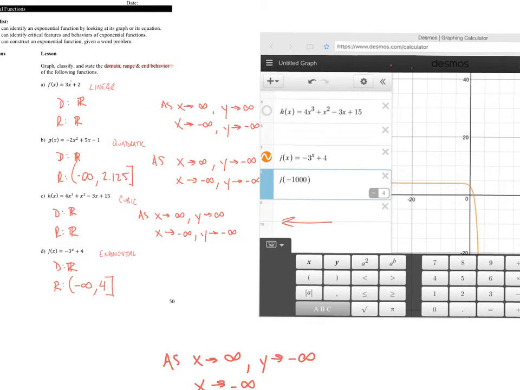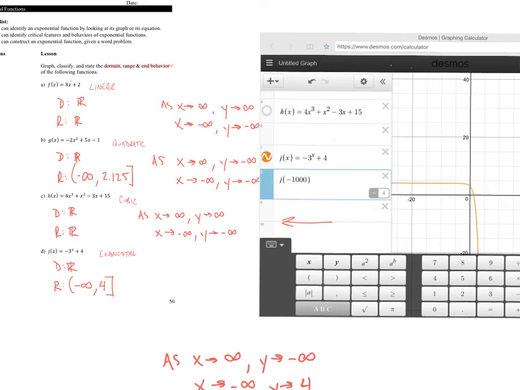y doesn't actually approach infinity. It does move up, but as we said, it approaches 4 forever, right? It's getting closer and closer to 4 forever and ever and ever. It's not actually going to reach infinity or even approach infinity. It's approaching 4. So that's your end behavior for that exponential function.